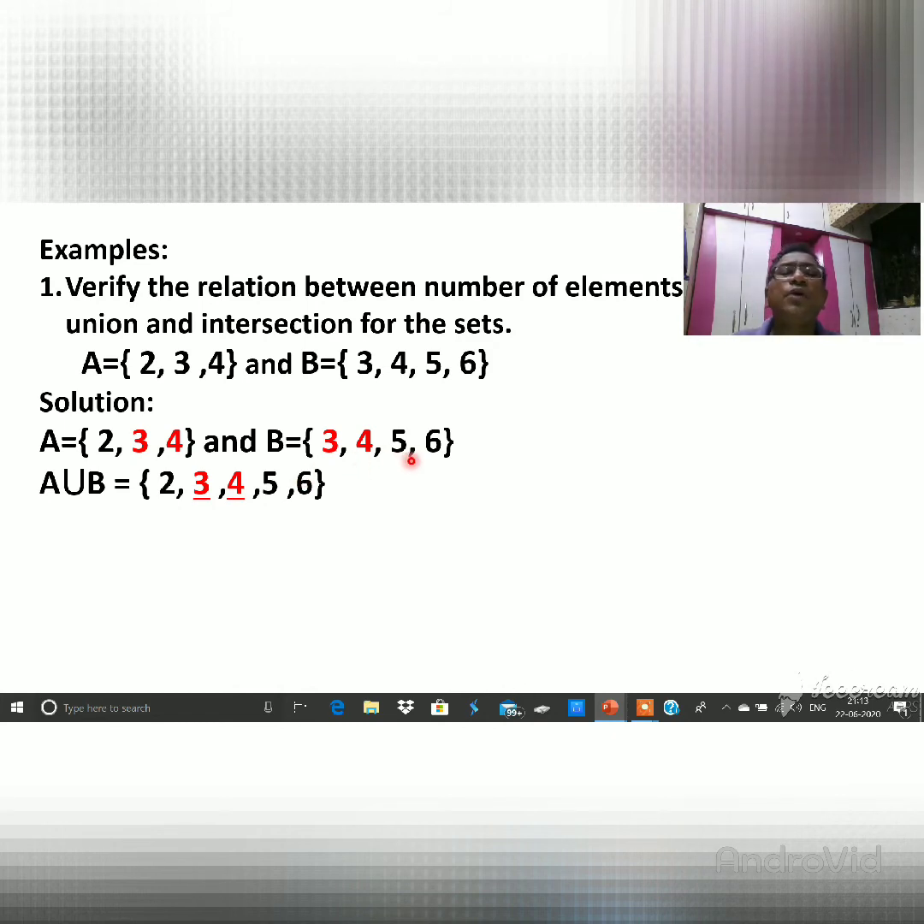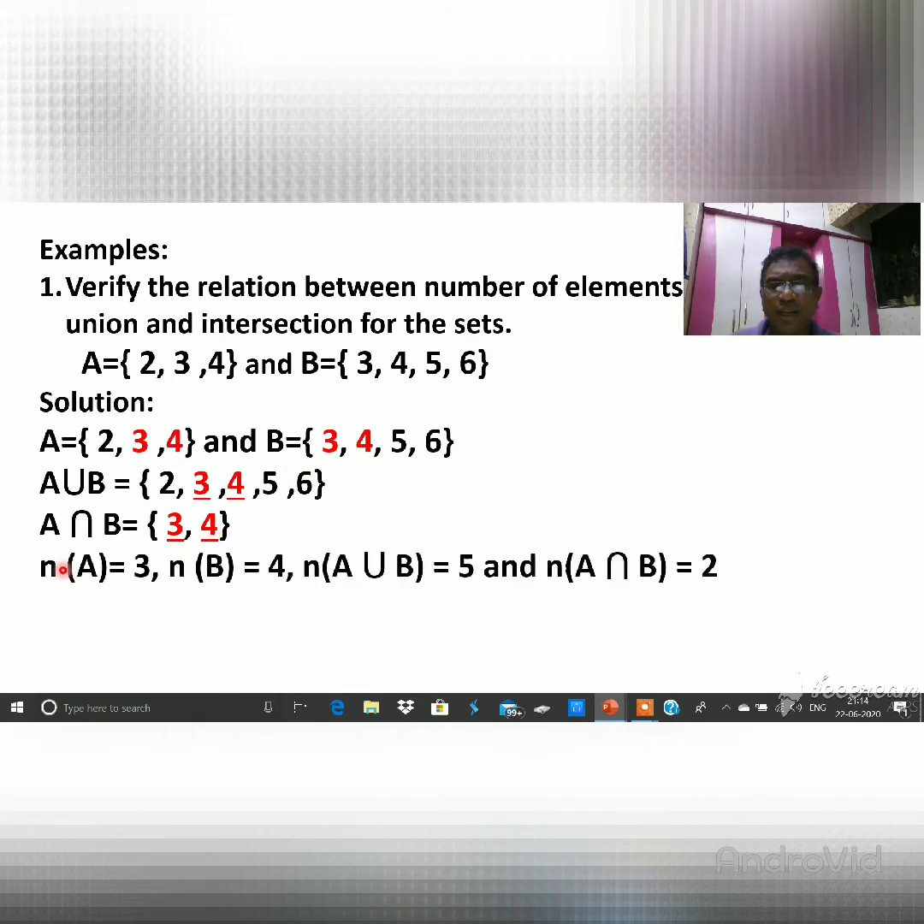So we write 5 and 6. So this is A union B. Then there is A intersection B. Intersection means common. See, here is 3, here is 3, here is 3. So this 3 is common, written here. Here is 4, here is 4. This 4 is common, written here. So A intersection B is equal to 3 and 4.